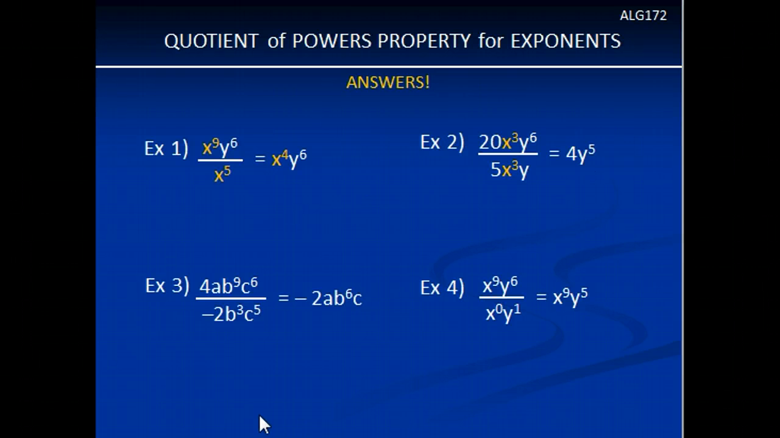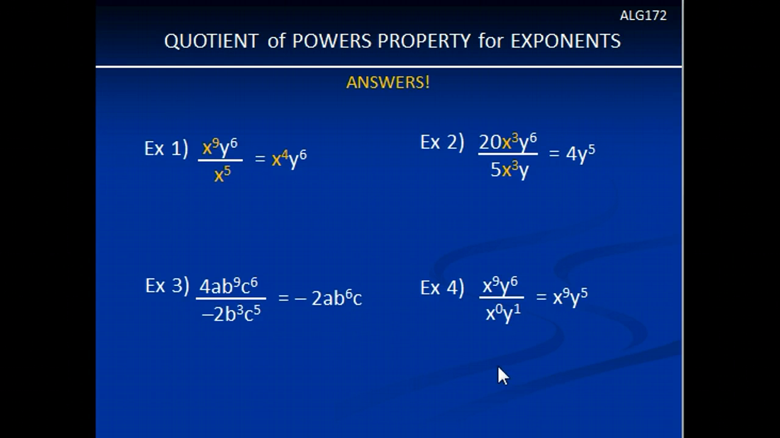Here, for example 3, 4 divided by negative 2 is going to give us negative 2. Then we have the a. Nothing on the bottom that we can do anything with for the a, so it's just going to hang out here. B to the 9th over b to the 3rd leaves us with 9 minus 3, which is 6. C to the 6th over c to the 5th is just 6 minus 5 is 1, so we have c to the 1, or c. So our answer then becomes negative 2 a b to the 6 c, and there's nothing more we can do to simplify it.